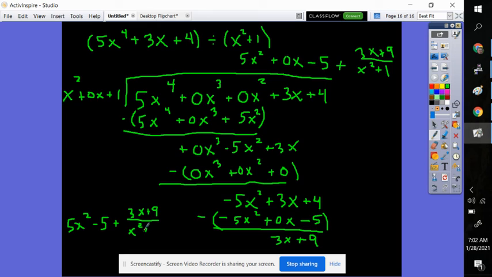Okay, so a very complicated one made a little bit simpler as long as you keep things organized.